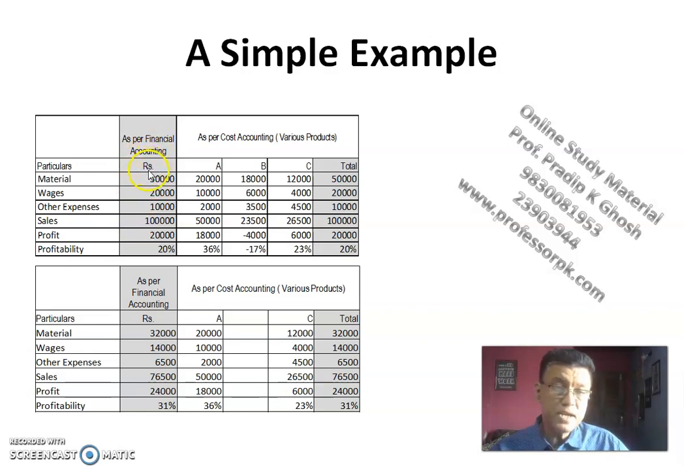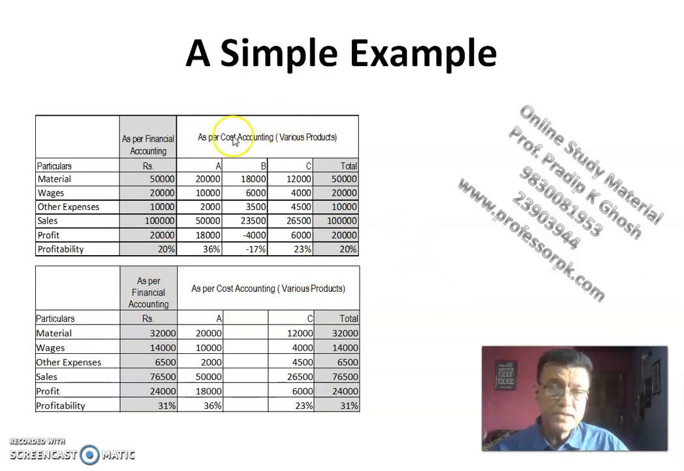As per financial accounting, for example, in the books of the company, the material cost is 50,000, wages is 20,000, other expenses is 10,000, total sale of the company is 1 lakh, so it has a profit of 20,000. That means 1 lakh minus all these costs above, which is 80,000. So total profit of 20,000, profitability is 20%. It looks that the company is running very well.